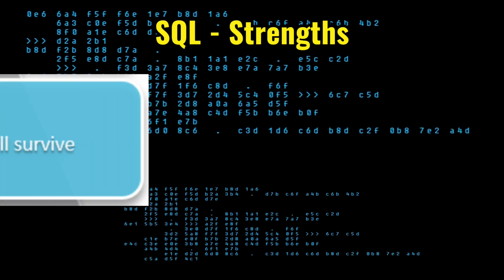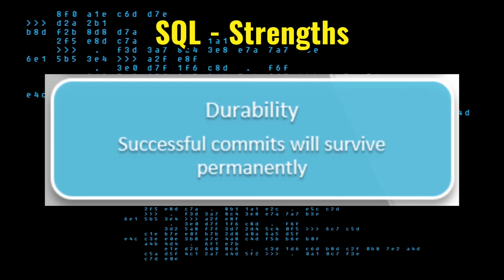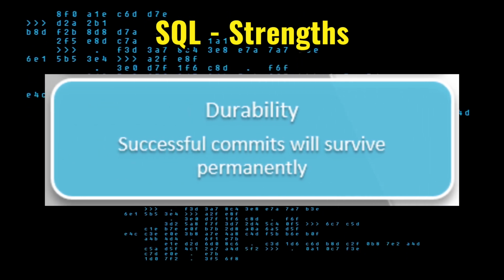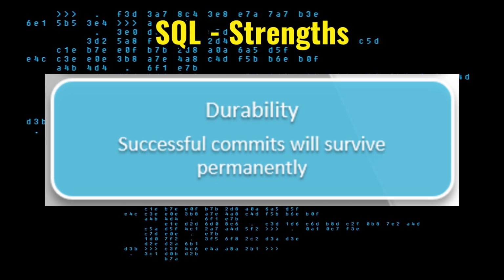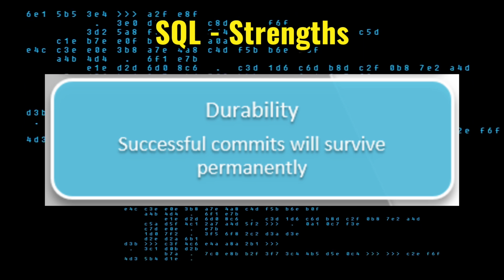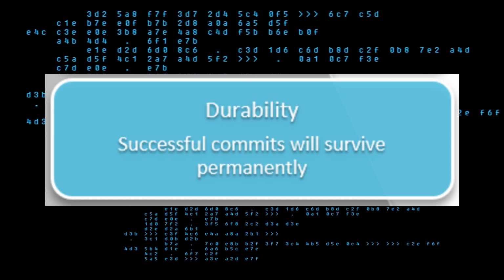Next one is durable. Once a transaction is committed, its changes are permanently saved and cannot be lost, even in the event of system failure. Example, after a successful purchase in an online store, the transaction details are stored in the database. Even if the system crashes immediately after the purchase, the transaction details will still be available and persisted in the database when the system is restored.